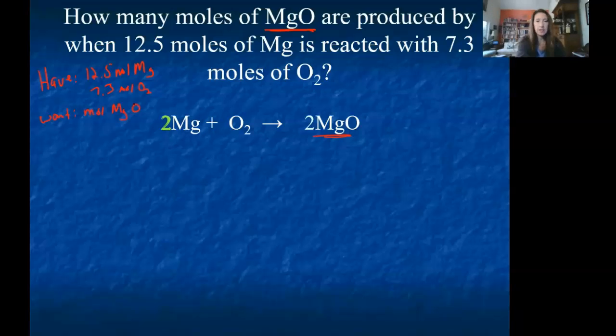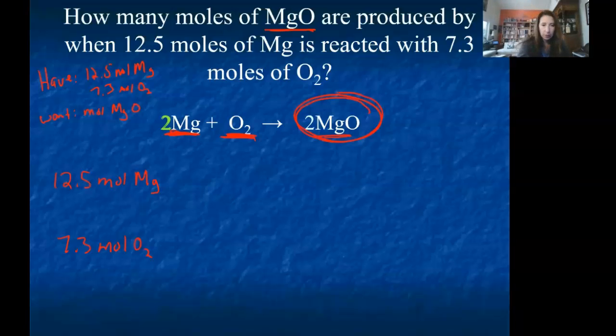Okay, so now a lot of times people ask, how do I know if I need to do a limiting reactant? Because they give you two numbers, both reactants. They gave us Mg and they gave us O. We have to find out which one is gone first. So what we do is we start with both of those. We have 12.5 moles of Mg, and then we have 7.3 moles of O2. We're going to convert both of those to MgO. Whichever one is smaller, that's going to be our limiting reactant.